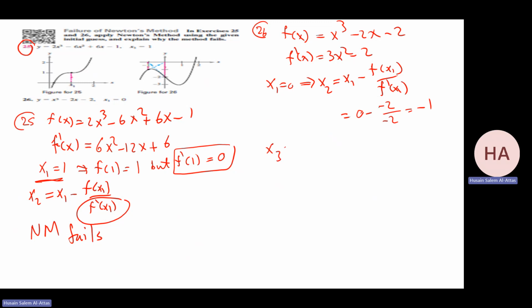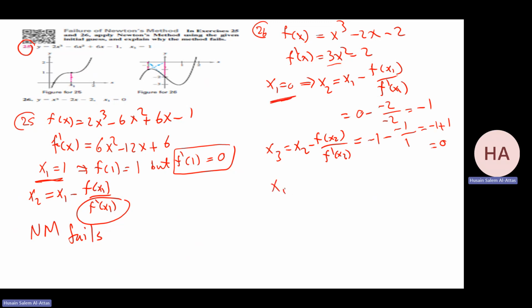So it will be x3. It will be x2 minus f of x2 over f prime at x2. So I have minus 1 minus f at minus 1, I have minus 1 plus 2 minus 2, that is minus 1, over f prime, substitute here, it will be 1. So I have minus 1 plus 1, which is 0.